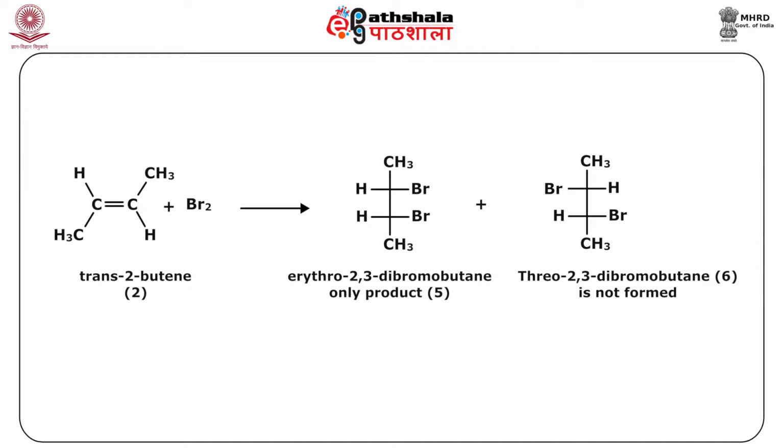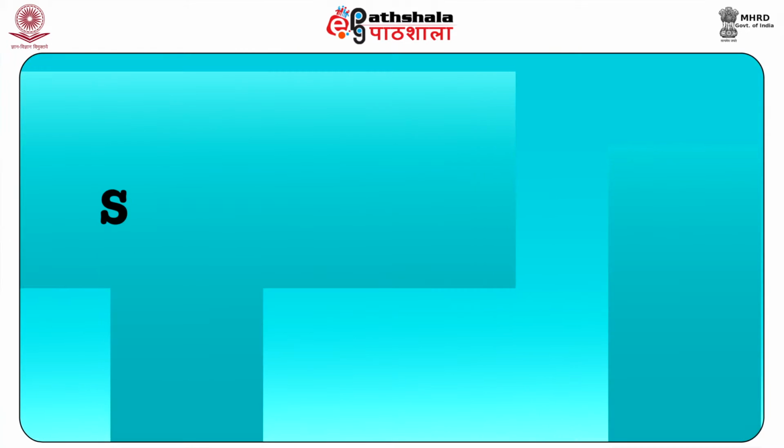Another example is the addition of bromine to trans-2-butene, which gives erythro-2,3-dibromobutane as a product. In this case, the erythro product is obtained and the other diastereomers are not formed. So we can say this reaction is diastereoselective.